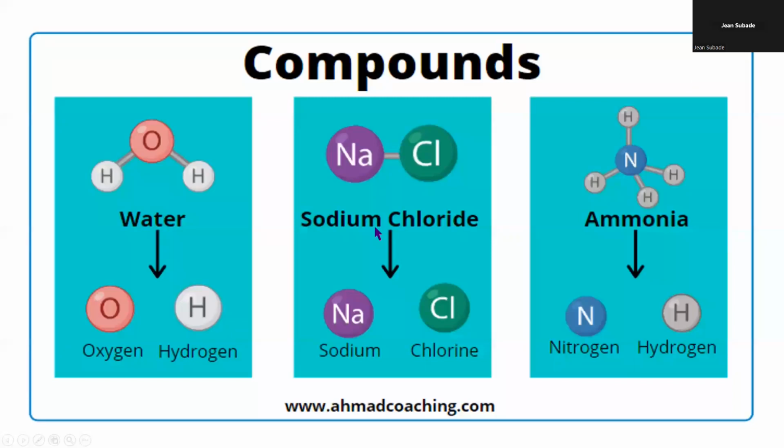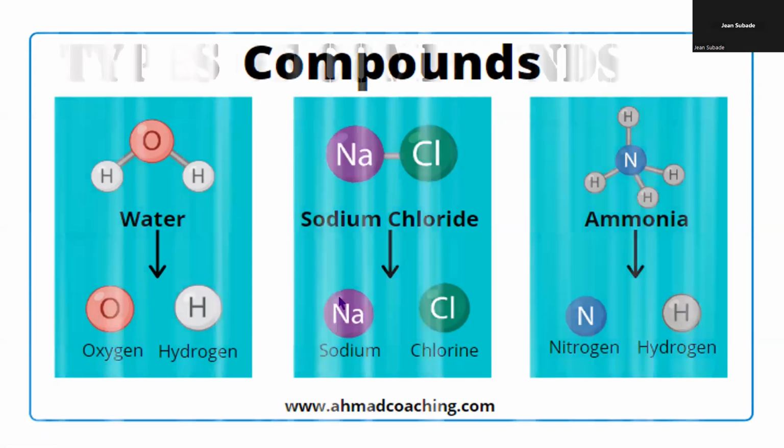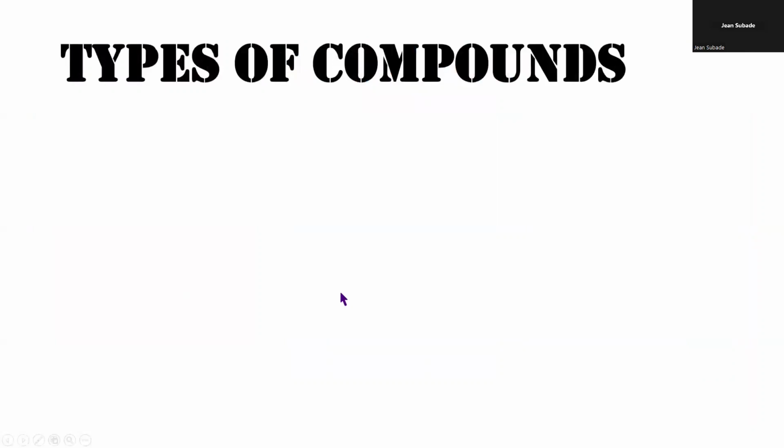Examples of compounds are the following. We have water, which has one atom of oxygen and two atoms of hydrogen. In sodium chloride, there is one atom of sodium chemically bonded to one atom of chlorine. And in ammonia, we have one atom of nitrogen chemically bonded with four atoms of hydrogen. So those are examples of compounds.